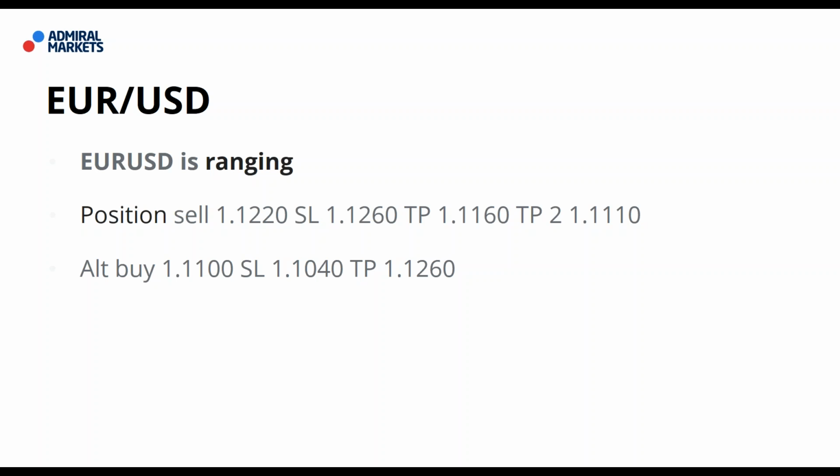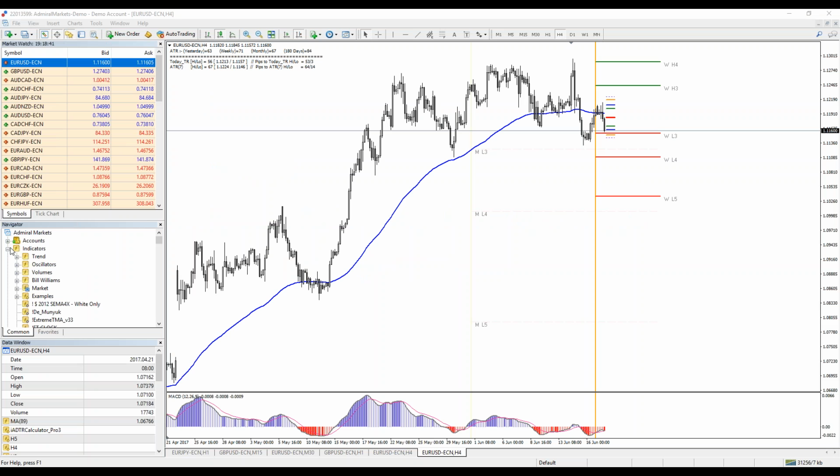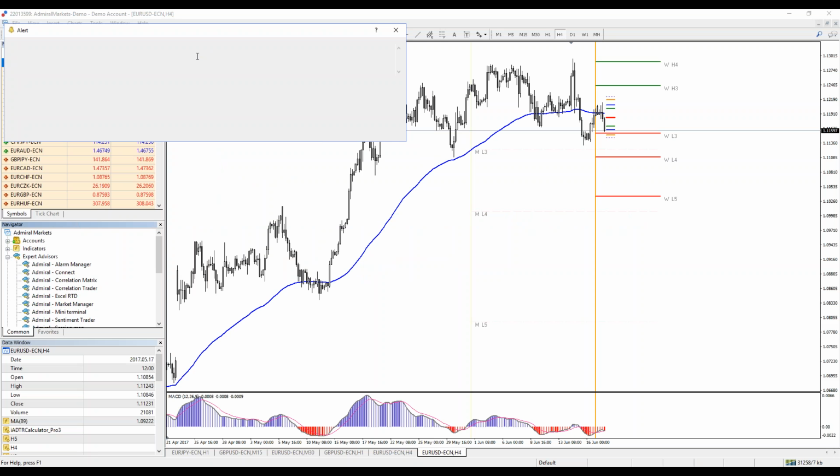Here, the euro dollar trade. I will open my 4-hour time frame chart. Give me a few seconds. Here, this is my 4-hour time frame chart. You can see it here. Very, very good setup for a possible trade. Okay, here. See, I have an alert here. Okay, here.